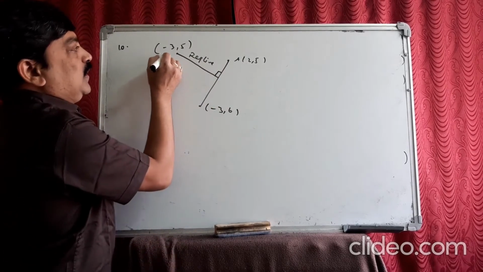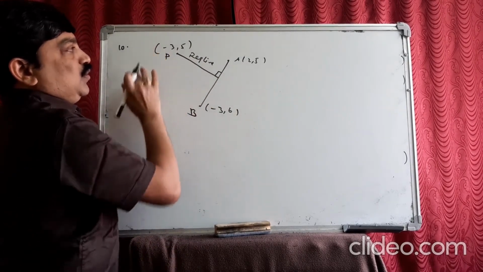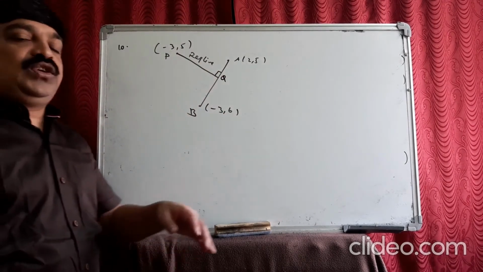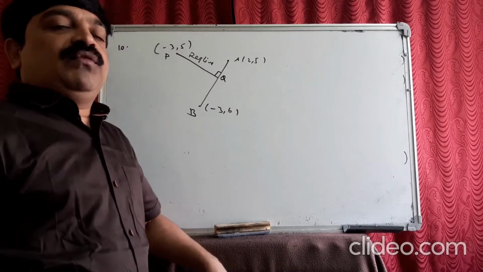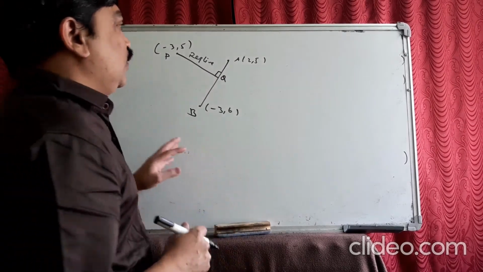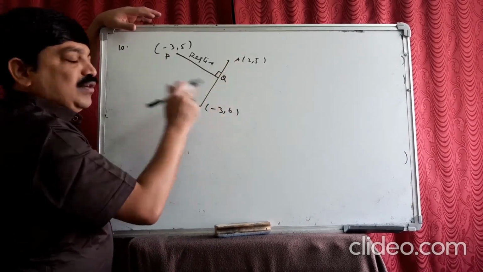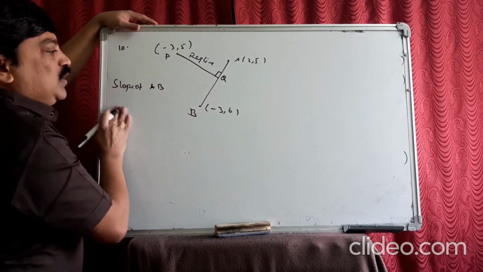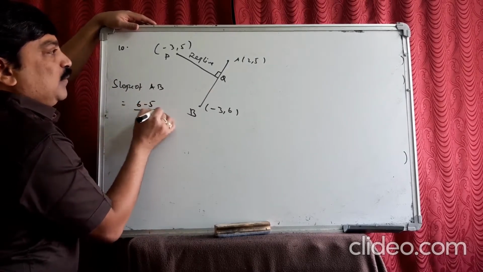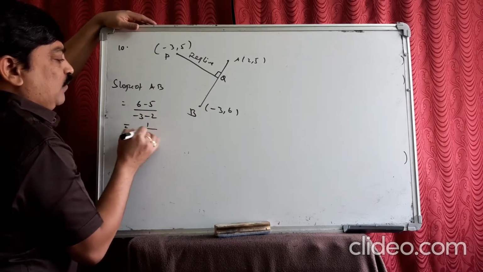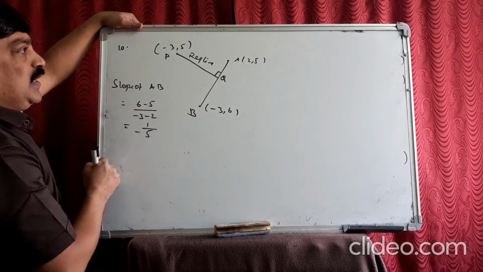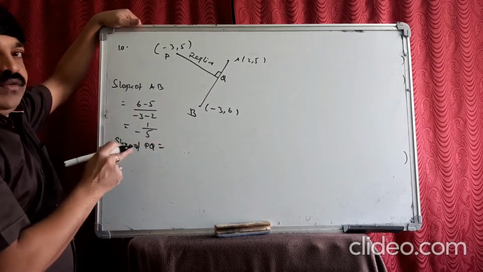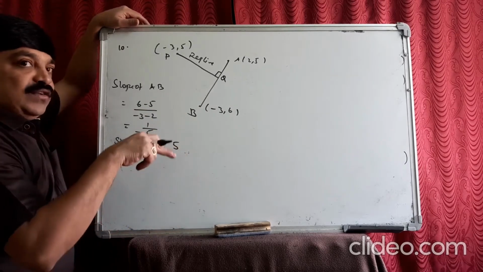Let us take this as PQ. So you need to find the equation of PQ. To get the equation of PQ, we have a point, and we need one more point or the slope. Since PQ is perpendicular to AB, first let us find the slope of AB, which is (y2 minus y1) by (x2 minus x1), that is 1 by minus 5. When the slope of AB is 1 by minus 5, what is the slope of PQ? The product of the slopes should be equal to minus 1, so it will be 5, the negative reciprocal.